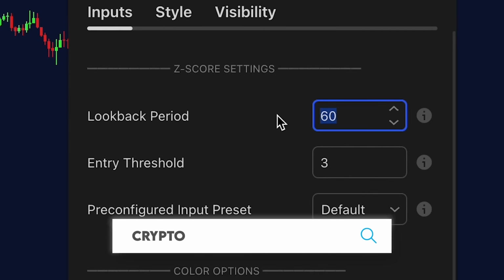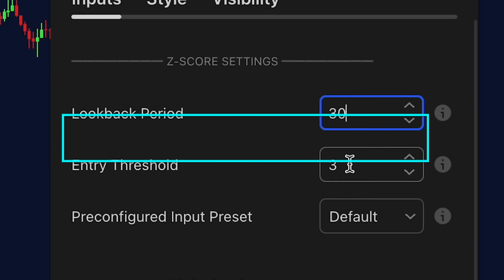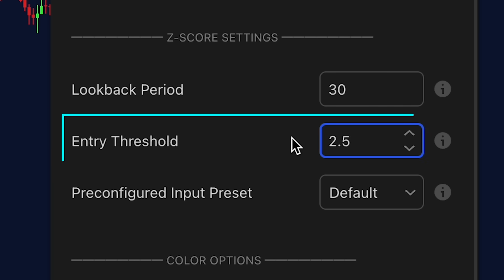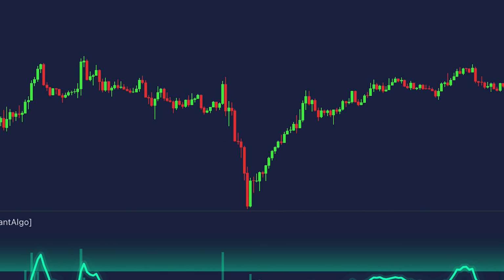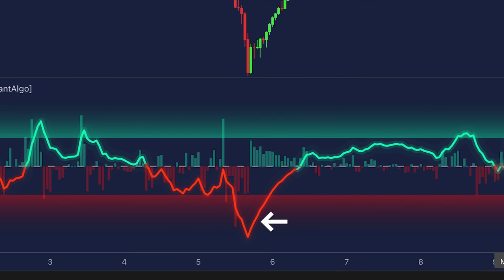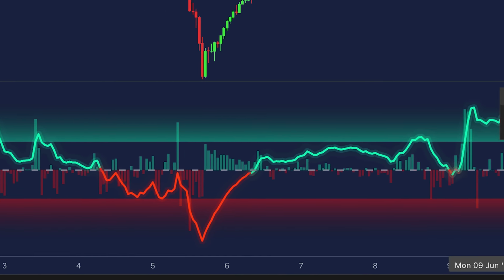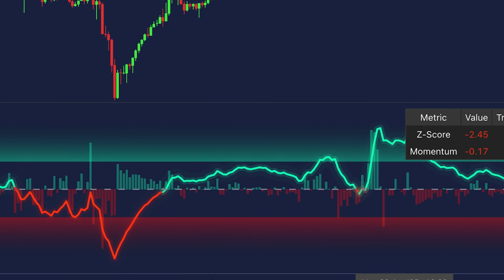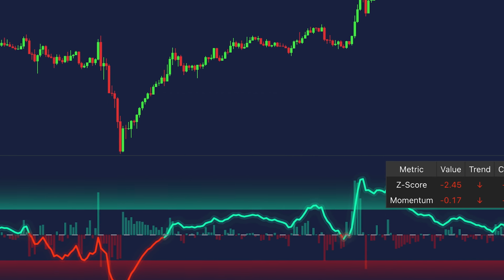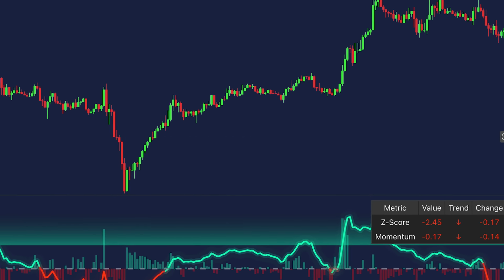For crypto, reduce the look back period to 30 and increase the extreme thresholds to 2.5. Crypto has higher baseline volatility, so you need shorter periods to capture relevant statistical data and higher thresholds to filter noise. The 24/7 nature of crypto means statistical patterns can persist longer than traditional markets.